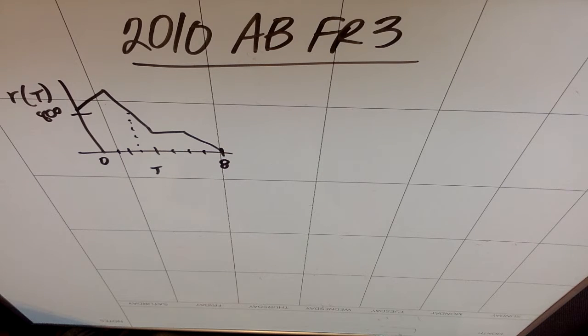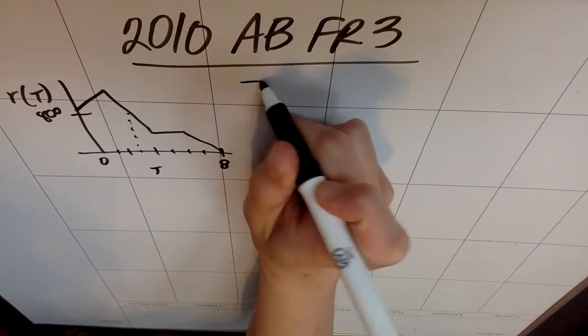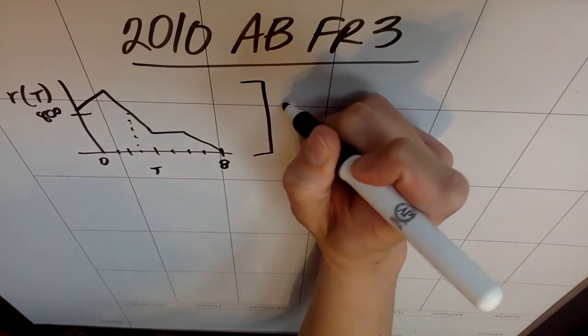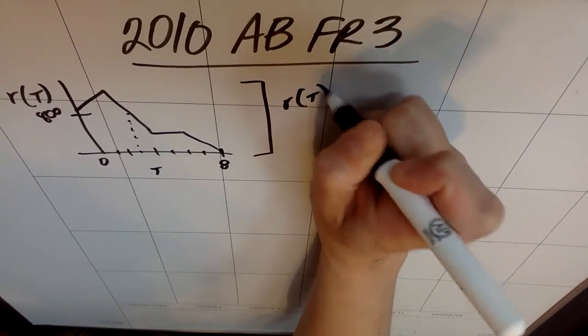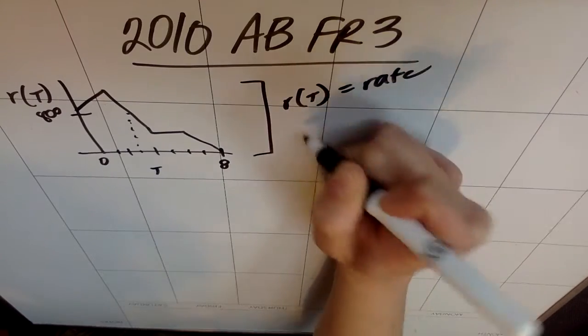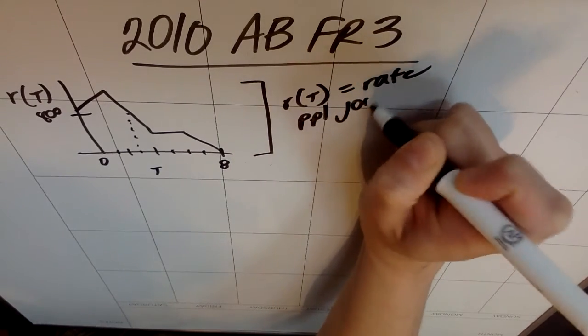So part A, how many people arrive in the ride between t equals 0 and t equals 3? So an important piece of information to get here is that this graph, R of t, right? So R of t is the rate people join the line.